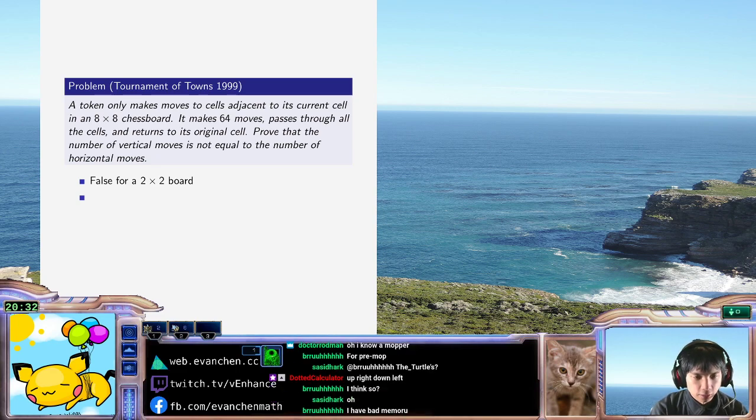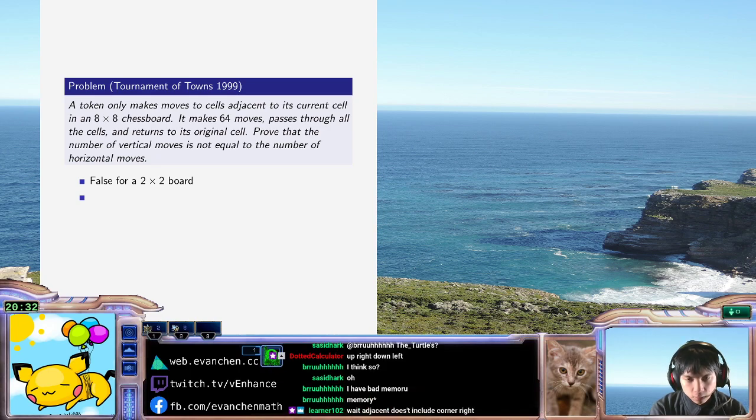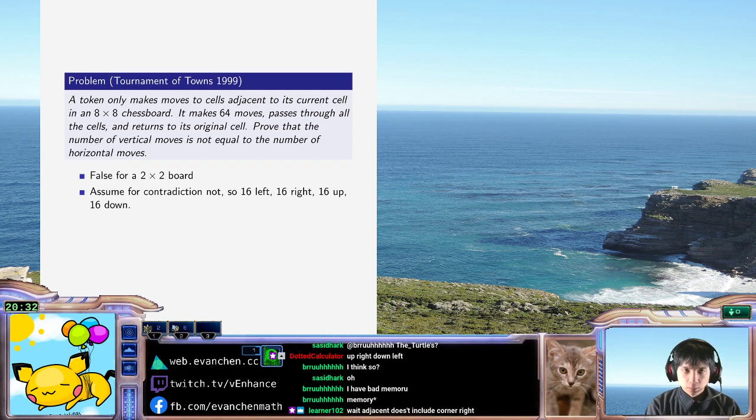So we have 16 left, 16 right, 16 up, 16 down. Adjacent doesn't include corner? Probably. I don't think so. It should be orthogonally adjacent.